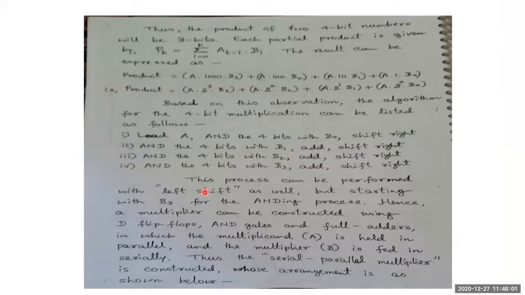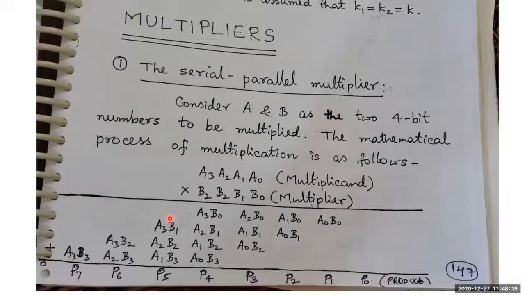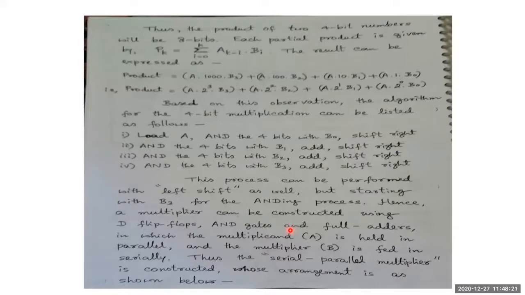Now this process can be performed with the left shift as well. We can even write the algorithm with the left shift also. But starting with the B3 for the ANDing process. In the right shift, you will be starting with the B0. If you want to do it with the left shift, again you'll be starting with the B3 from the utmost part. So B3 will be done, and hence a multiplier can be constructed.